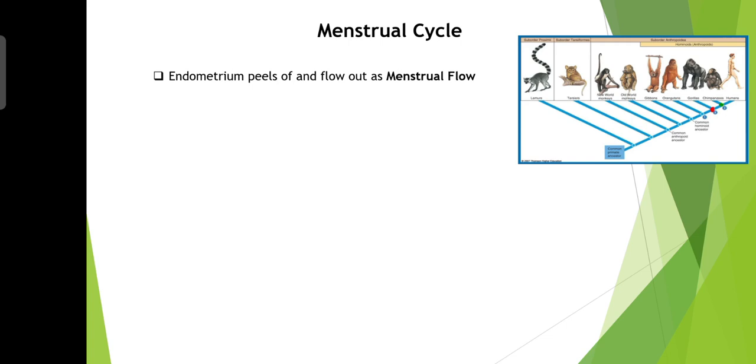The menstrual cycles are noticed among sexually matured female primates. It is noticed throughout the year with one ovulation in a month. During the menstrual cycle, the endometrium peels off and flows out along with the blood, called the menstrual flow. After the menstrual flow stops, ovulation is noticed, and here the female permits copulation all the time.